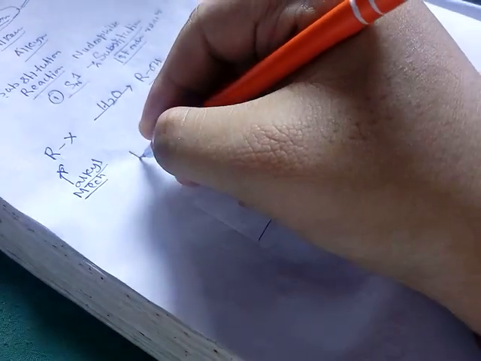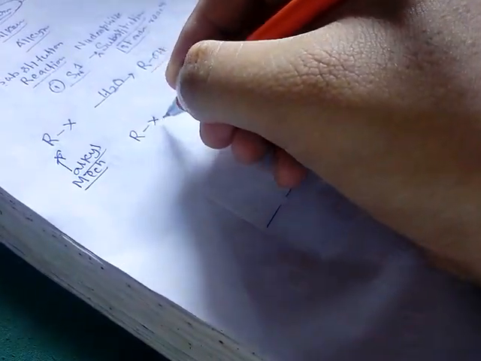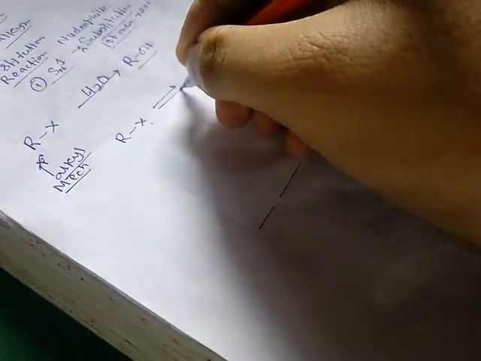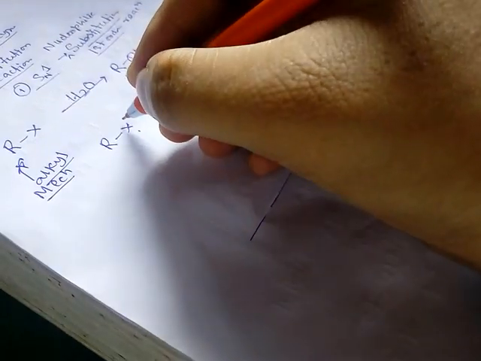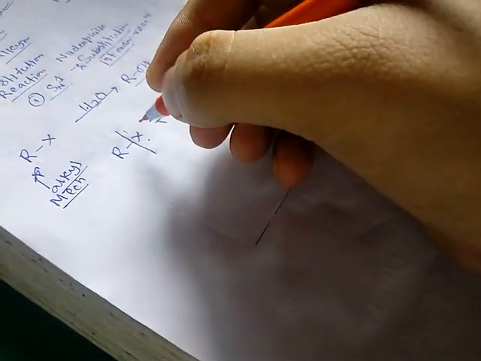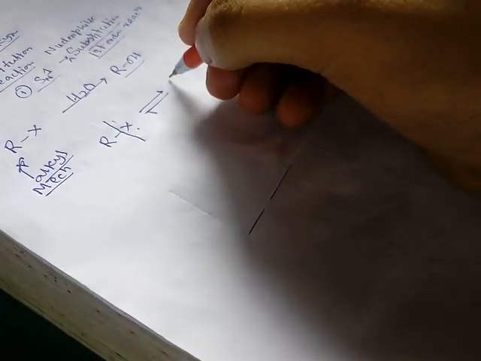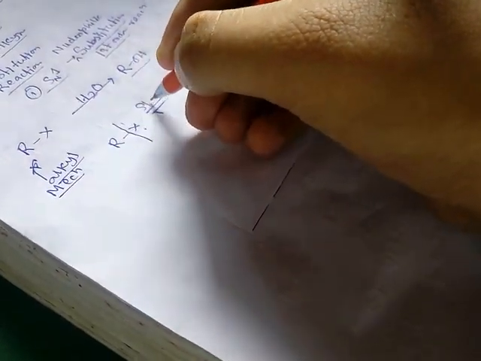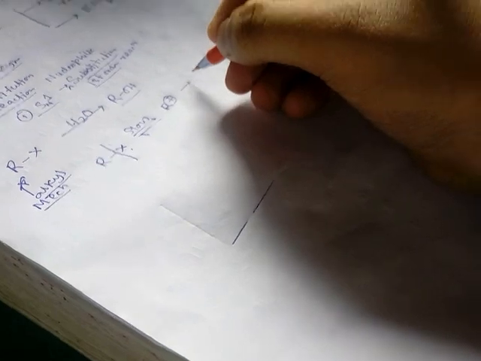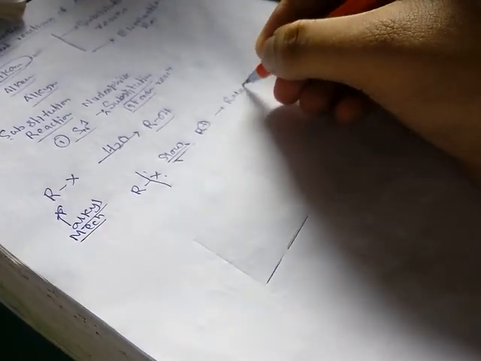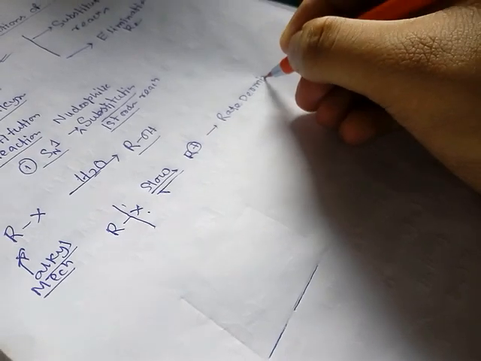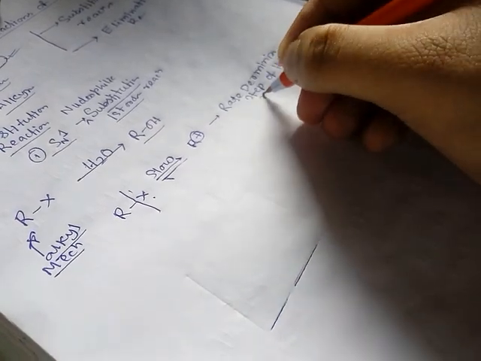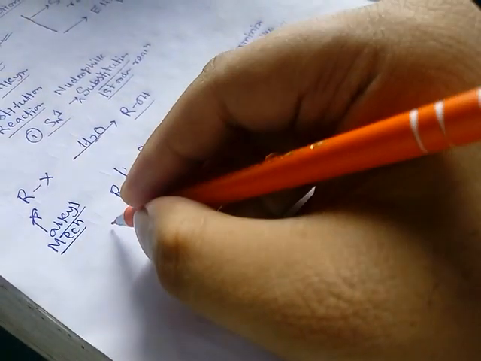Now what about this RX? X is a leaving group. In this case the first step is the rate determining step. In the first step the bond breaks, that is, the alkyl halide bond breaks and a carbocation is generated. This is the slow step of the reaction, but it is the rate determining step of the reaction. Now it is the first step.